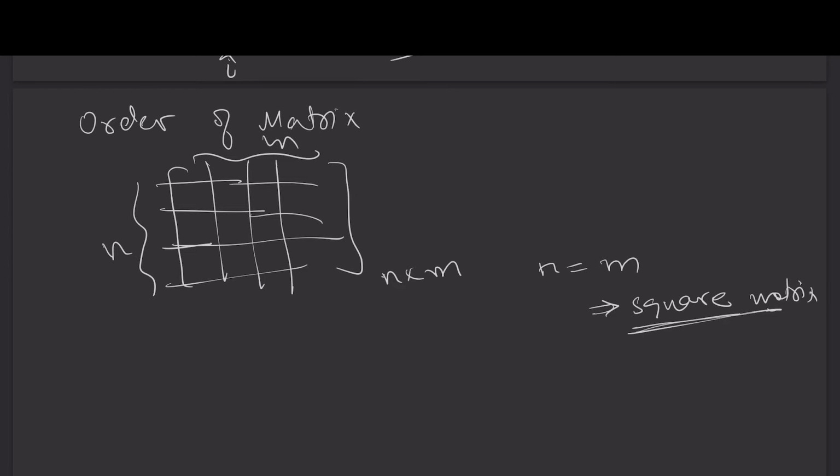Both square as well as non-square matrices can actually represent a linear transformation. Now let's quickly try to understand what happens when we multiply a matrix with a matrix and a matrix with a vector. First of all, let's see what happens when we multiply a matrix with a vector.